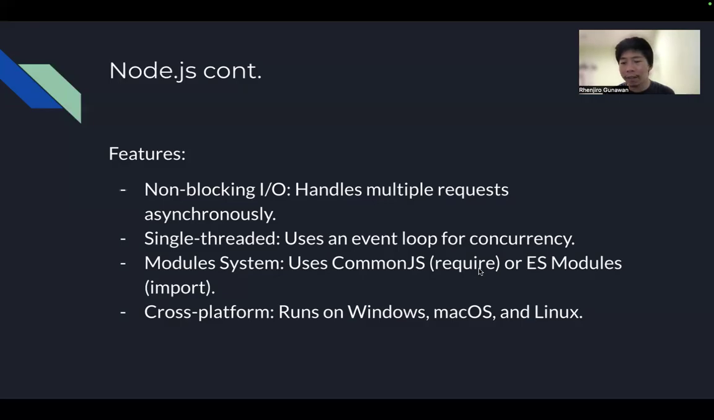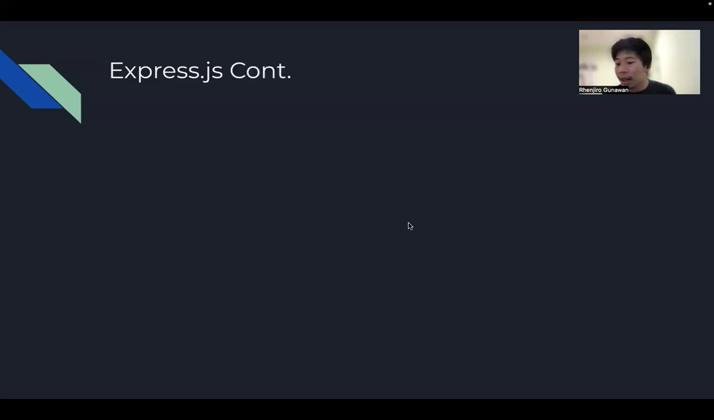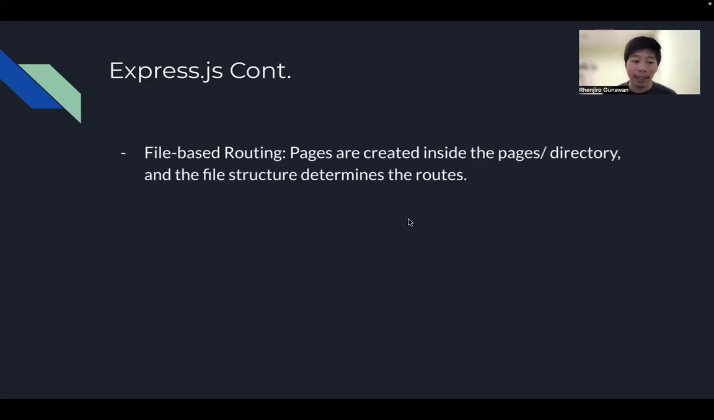And the other part of the equation is Express.js. So basically, Express.js is just a React framework for building web applications. It provides features like server-side rendering, static site generation, and API routes. And for today, we're going to use the API routes. Express.js has lots of file-based routing. Pages are created inside other pages or directories, so there's a whole structure that determines the routes.